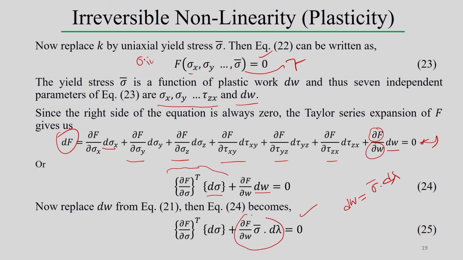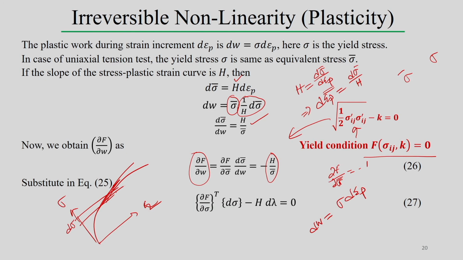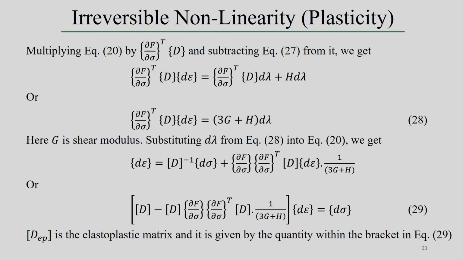So, we can estimate this value, and we put this value in equation 25: del F by del sigma into T transpose into this sigma equals minus H into d lambda. You see, minus H into d lambda. So, this expression we can reach, that is equation 27.